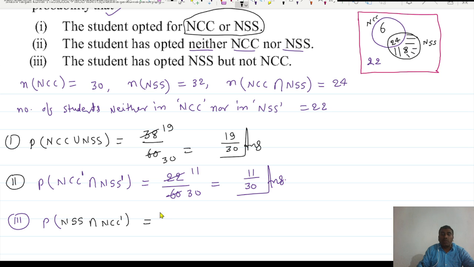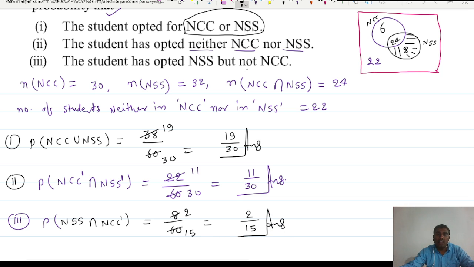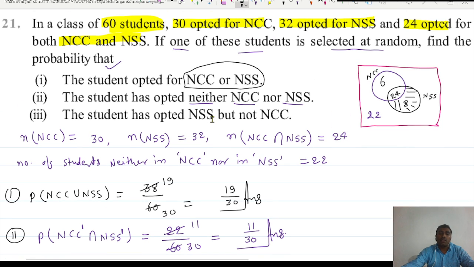That is 8 students. So 8 upon total how many students? 60. So we can cancel, 4 times 2 is 8 and 4 times 15 is 60. So that is 2 upon 15. So this is the answer of this question. Hopefully you get this concept. With this actually we have done all the exercise questions of probability. The miscellaneous is remaining, so in the coming video we will discuss the miscellaneous questions also.